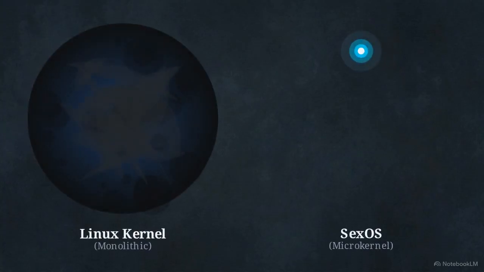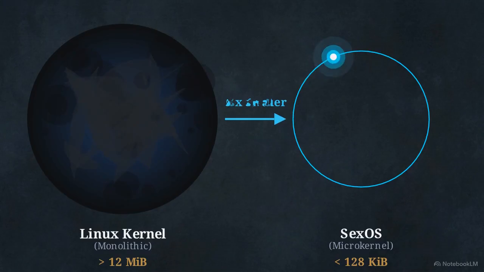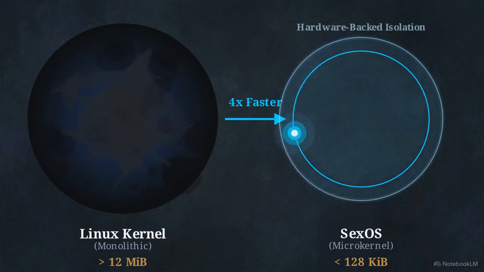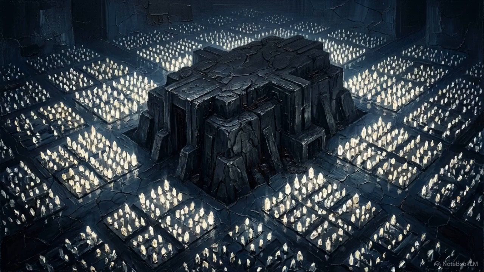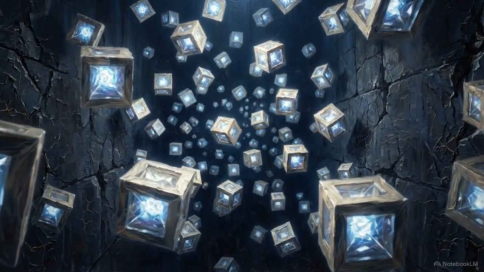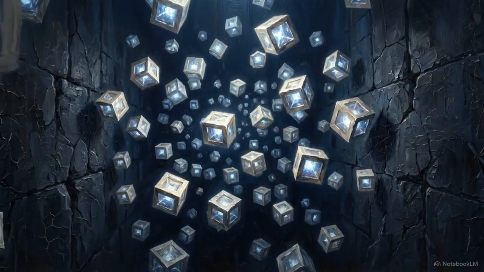The difference is quantifiable. Because it removes the bloat of a monolithic kernel, the SexOS microkernel is exactly 96 times smaller than Linux. By utilizing lock-free communication, SecSauce operates 4 times faster than Linux. It provides hardware-backed isolation without slowing down the machine. This architecture removes power from centralized entities. By enforcing mathematical isolation on every application, it ensures that no single program can survey or control the entire system.